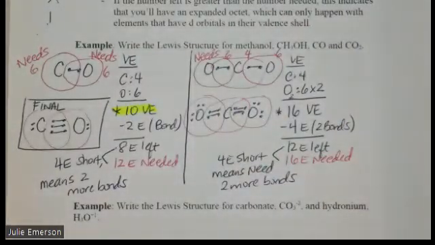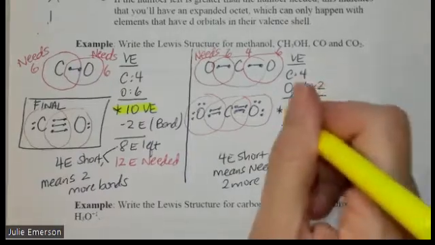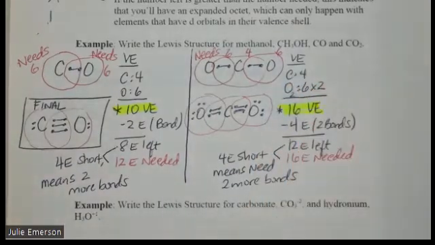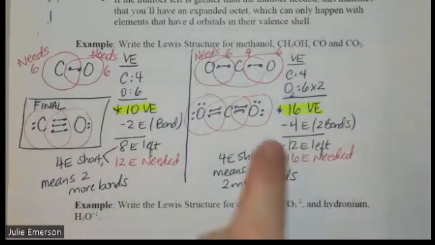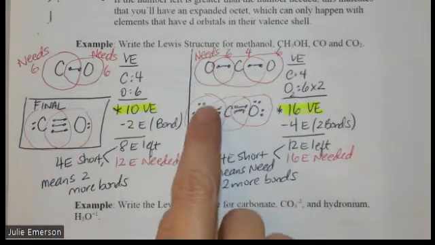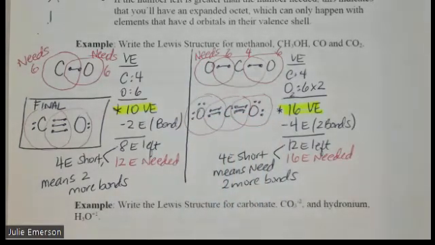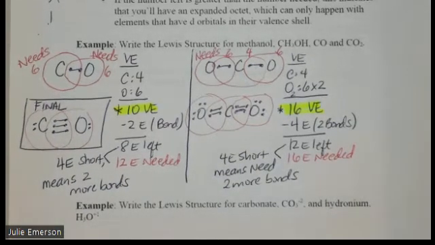Remember, the last thing you always want to double check, because this is super important, is the number of valence electrons, right? The total. We had 16 to work with. 2, 4, 6, 8, 10, 12, 14, 16. There's my 16.